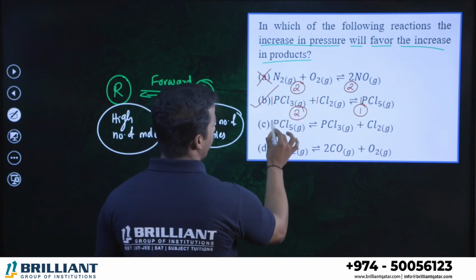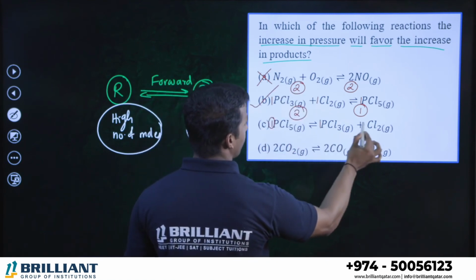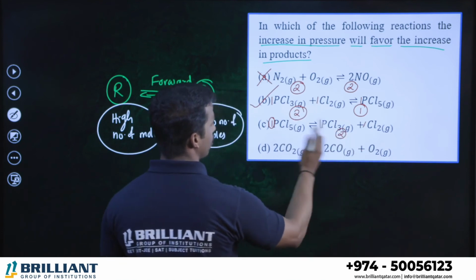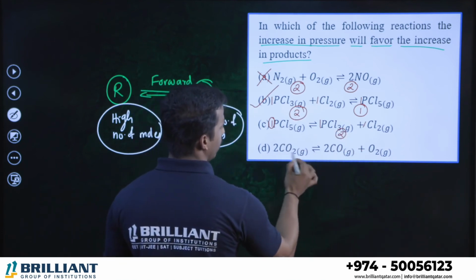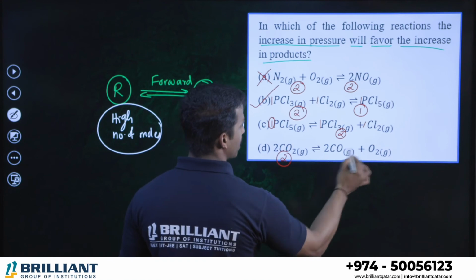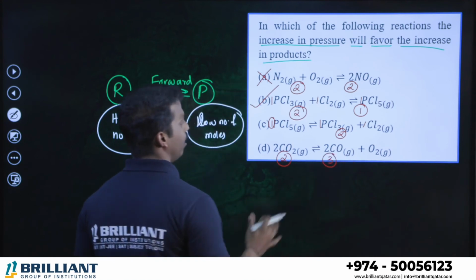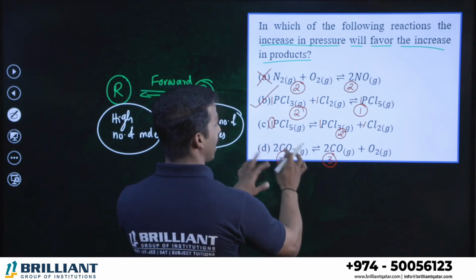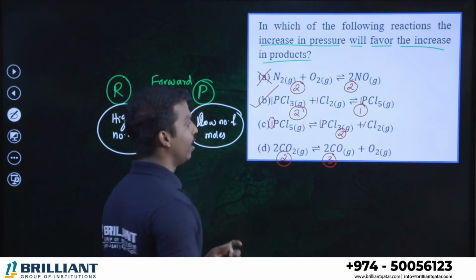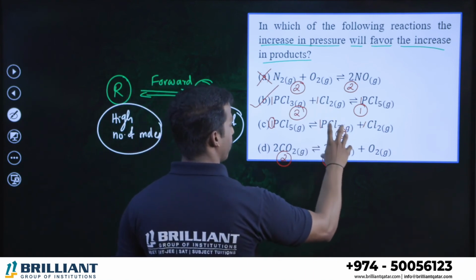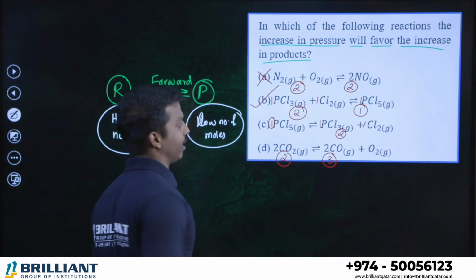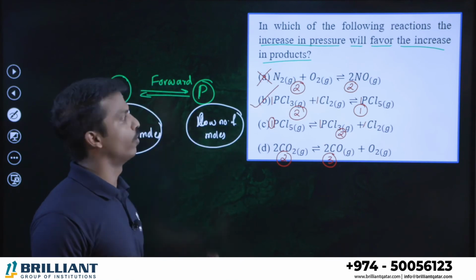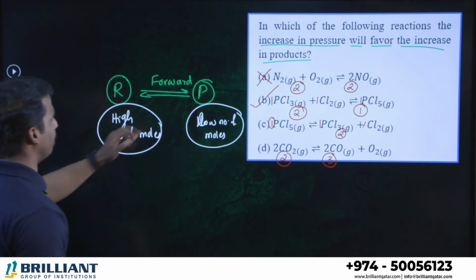What about the others? Here it is opposite: 1 plus 1, 2 reactant moles, and on the product side 2 plus 1, 3 moles. If you increase the pressure in options C and D, the reaction shifts from the higher number of moles to the lower, which means the backward reaction will take place. Here we need the forward reaction. Clear all? So option B is the answer.